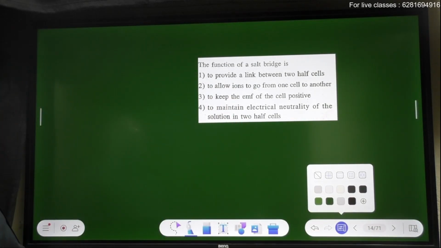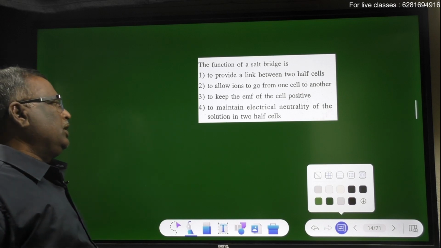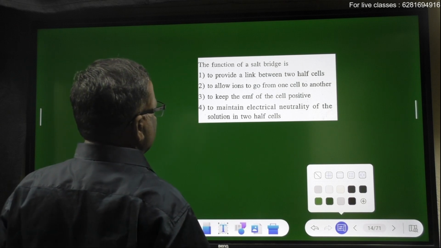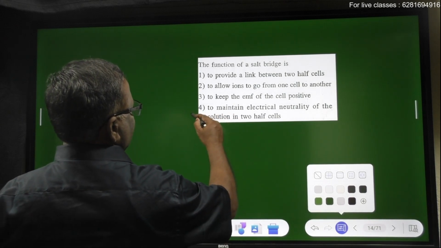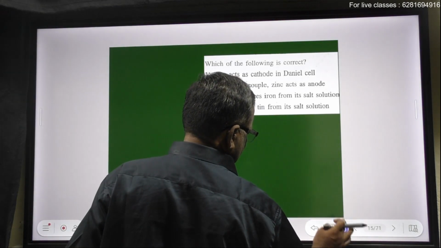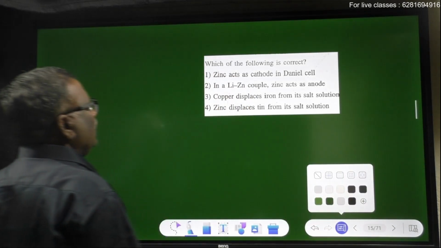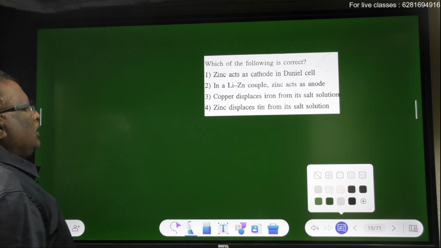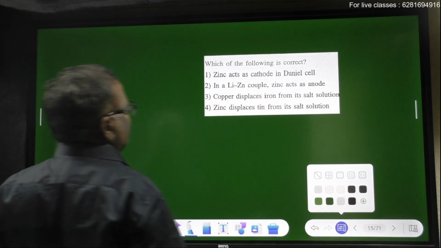The function of a salt bridge: just now I told you that the function of a salt bridge is to keep electrical neutrality in the two half cells. Which of the following is correct?